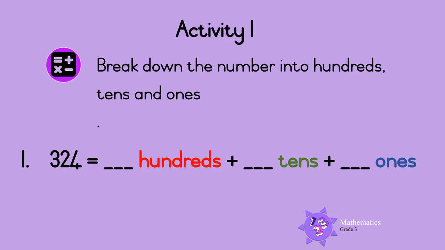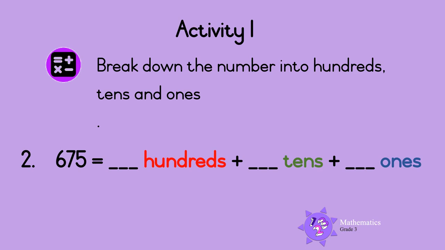Look at the place value columns. The first digit, 3, is in the hundreds column. So there are 3 hundreds. 2 is in the tens column. So there are 2 tens. And 4 is in the ones column. So there are 4 ones. Great!